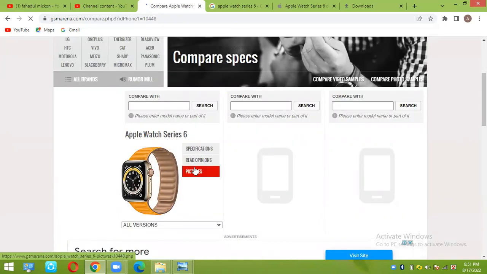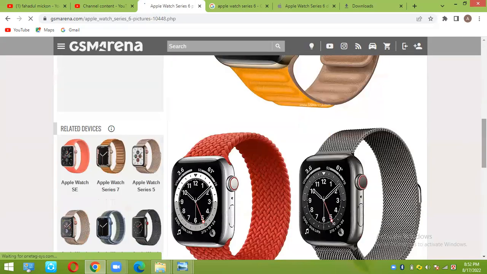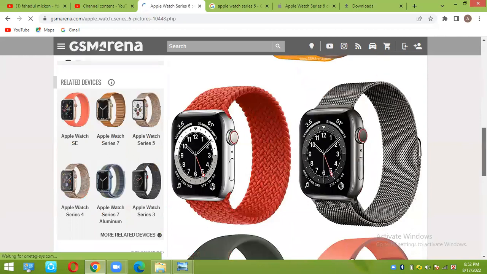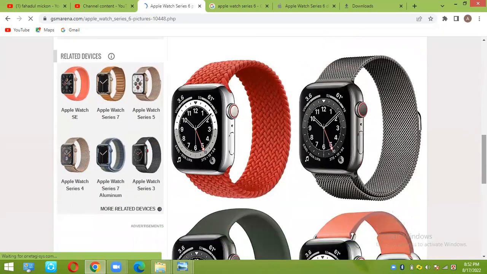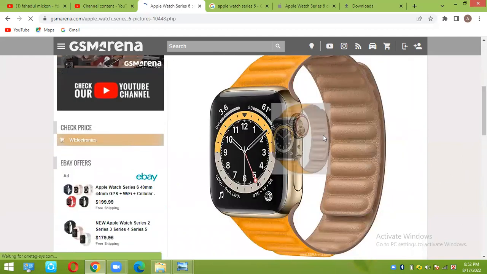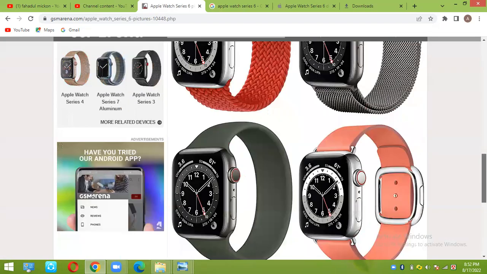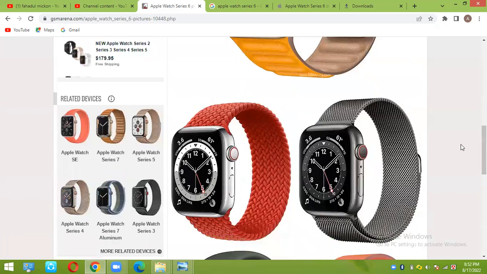Pictures, I would like to go to the pictures, so go for it. And yes, it's a picture. So here are some pictures of the Apple Watch Series 6. So you can see the body construction of the Series 6. So I will tell you elaborately from myself about the Series 6.